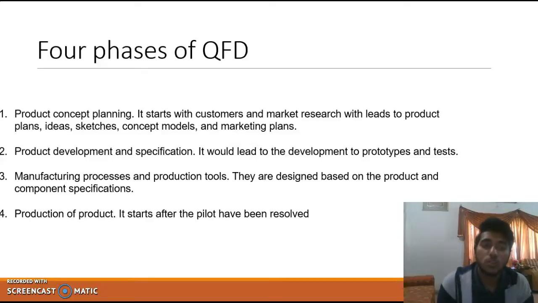The third one is marketing processes and production tools. They are designed based on the product and component specifications. Number 4 is the production of the product itself. It starts after the pilot issues have been resolved.